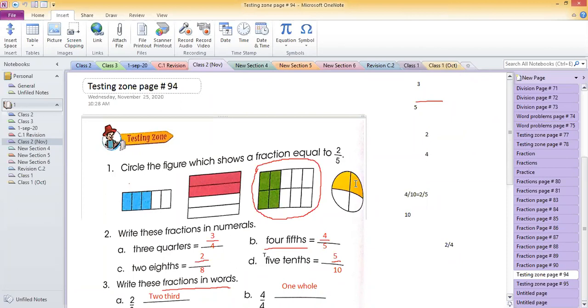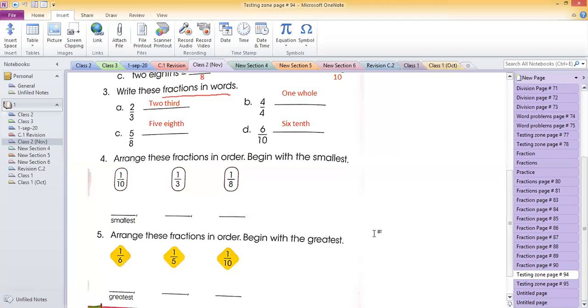So we need to write these fractions in words. We write the first number as a cardinal, 2, and then the denominator, third, as an ordinal number: 2/3, like 1/2. This was 4 and 4. We know when numerator and denominator are the same, that becomes 1. This actually means 4 pieces out of 4, so that means 1. This is 5/8. So 5 in the numerator we write as a cardinal, and 8 is in the denominator, so we write it as an ordinal in that way.